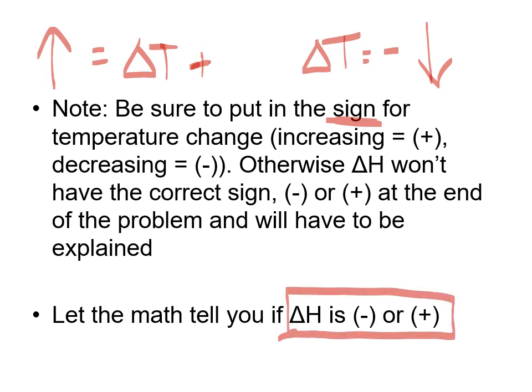Some people treat the delta T as an absolute value and just say, what is the temperature changing by, regardless of which direction it's going? But if you actually put in the direction it's going, then the math will give you the proper sign on your delta H. Otherwise, you just get an absolute delta H value and you have to state whether it is gaining or losing. Let the math do that for you. Just put the signs in as they actually appear, and the math will work out to give you the delta H as it actually is.